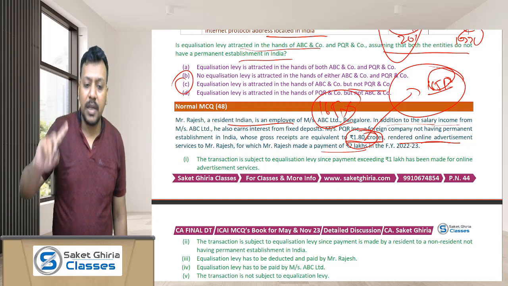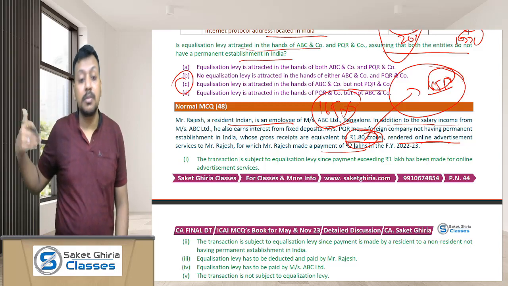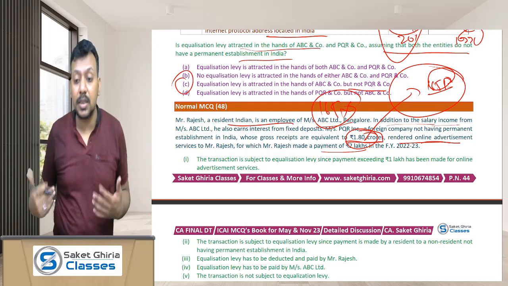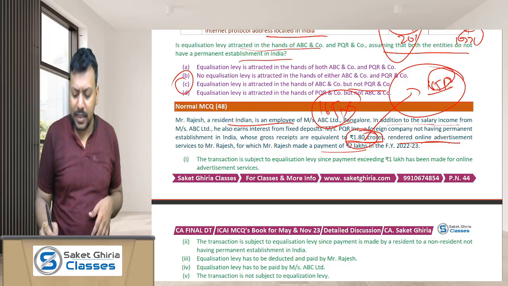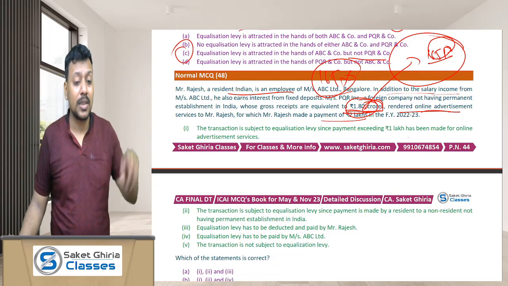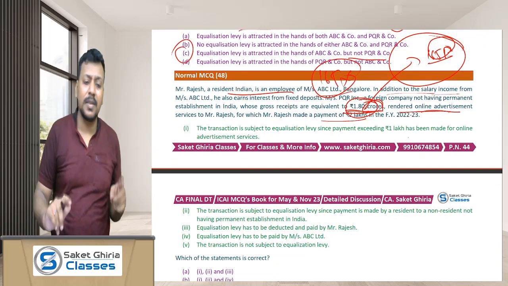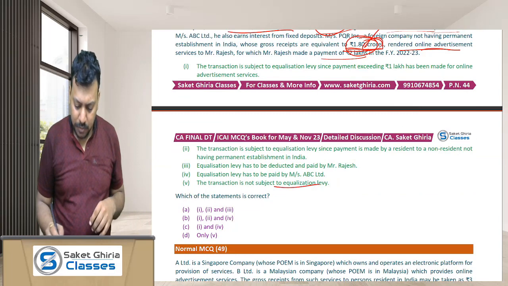Under 165A equalization levy, there is no condition that the services are being used for business purpose, but there is a condition that the service provider should have gross receipts of 2 crore or more. But here the gross receipt is only 1.8 crore. Hence, neither the equalization levy under section 165 nor under section 165A is attracted. So this transaction is not subject to equalization levy.